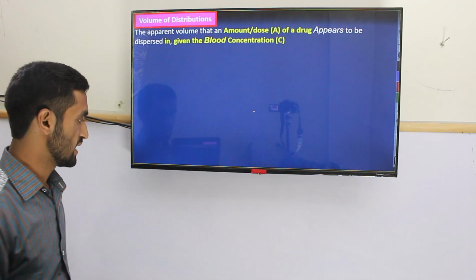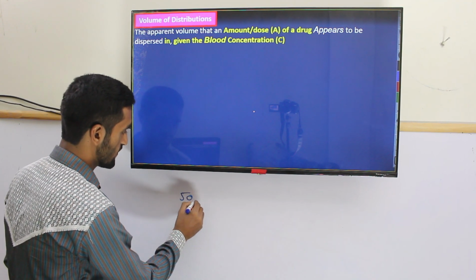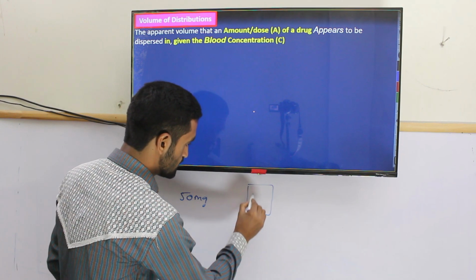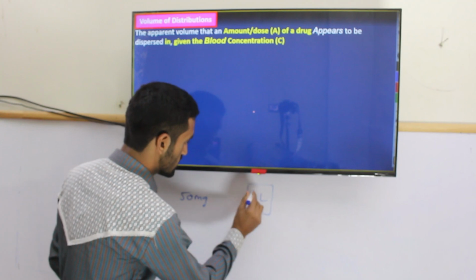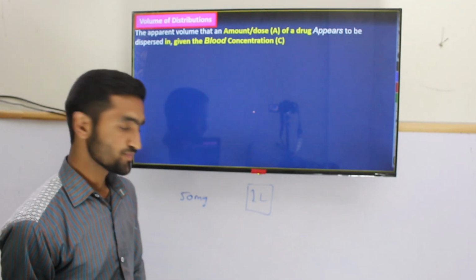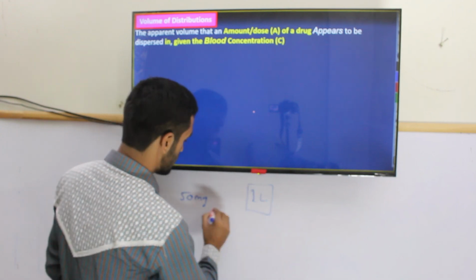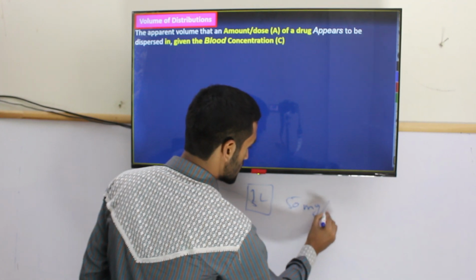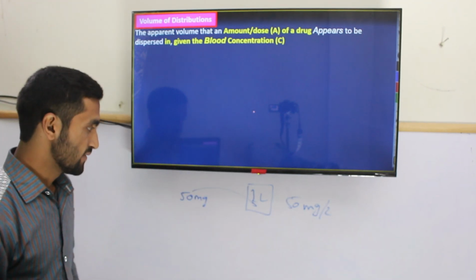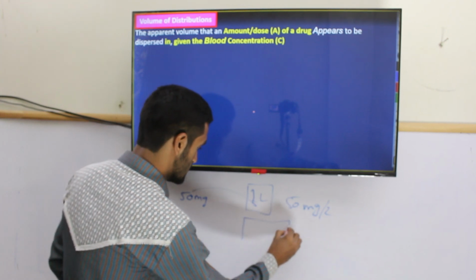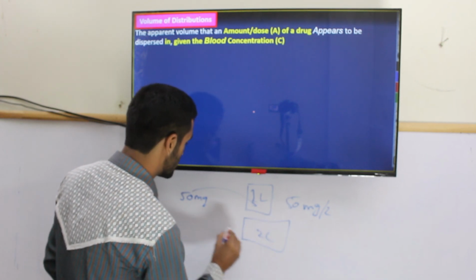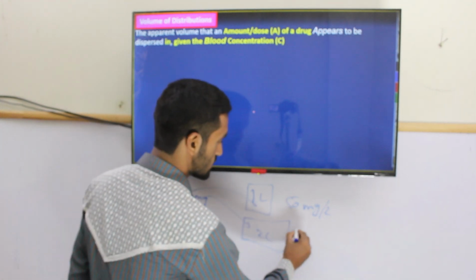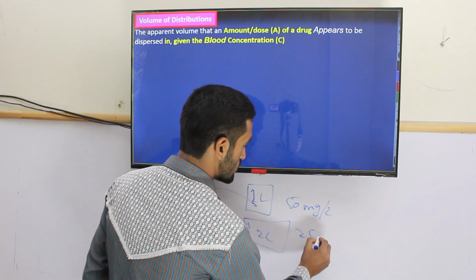Let's say I have 50 mg of drug or solute. If I put it into 1 liter, how much concentration do I get? You of course think, if I put it into this, our concentration will be 50 mg per liter. And if this drug goes into 2 liters, what will be your concentration? Of course, because it's going into 2 liters, it's going to become 25 mg per liter.